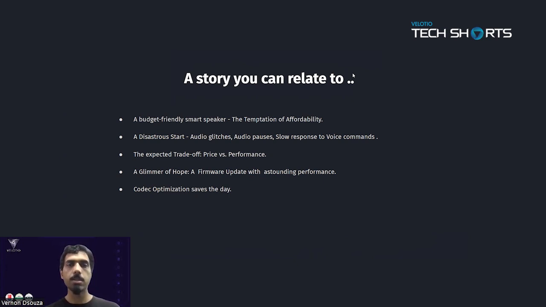Let's now consider a case study to understand why we need to optimize audio codecs. Let's say you purchase a voice-controlled speaker, but on a tight budget. The low cost is possible as it utilizes a less powerful, hence cheaper processor. There's a high possibility the responses to your voice commands may be slow, and you may experience audio pauses from time to time. This trade-off is expected, as it is performing complex computations with constrained resources.